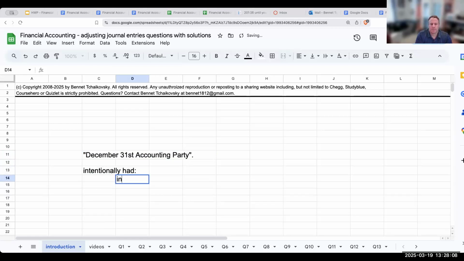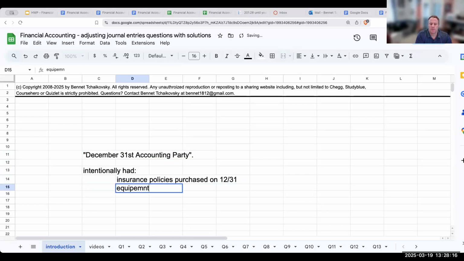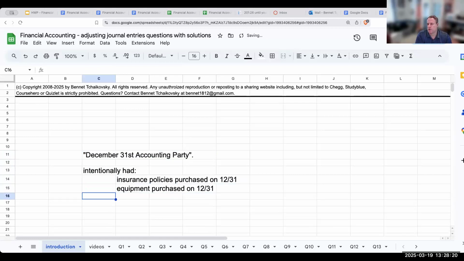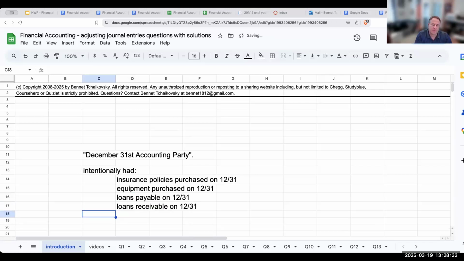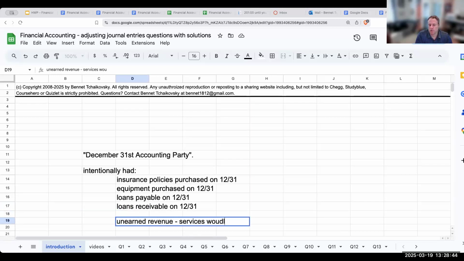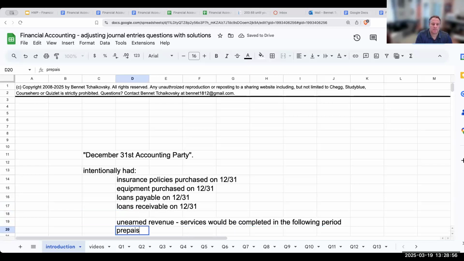the following going on. Insurance policies purchased on 12/31. Equipment purchased on 12/31. Loans payable, borrowed, on 12/31. Loans receivable on 12/31. And there may have also been some other things in there. I may have also said, well, if there was unearned revenue, services would be completed in the following period. Or if I had prepaid consulting services, we would use the services in the following period.